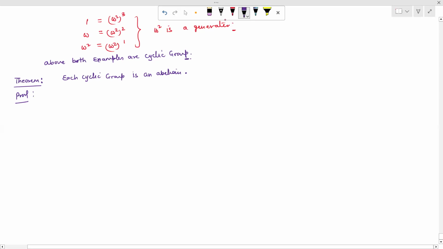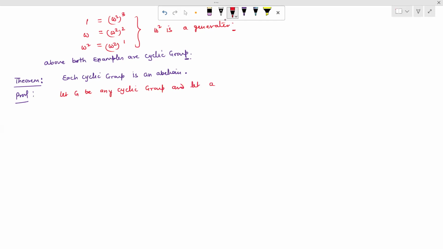When we are going to prove this, we write down: let G be any cyclic group, and let a be the generator, and let x and y be two elements of group G. Then by the definition of a cyclic group, we write x equal to a raised to the power m, and y equal to a raised to the power n, for some m and n, both belonging to the positive integers.